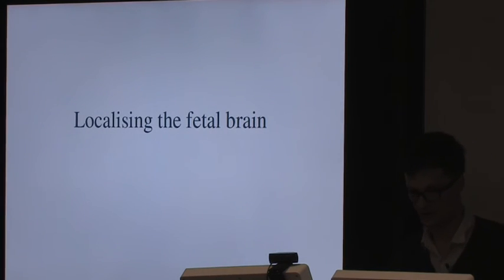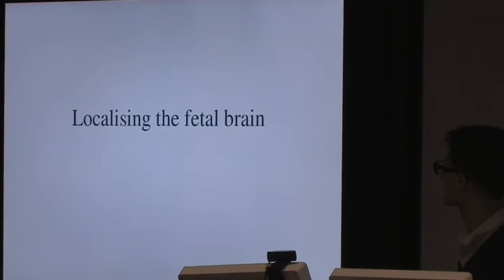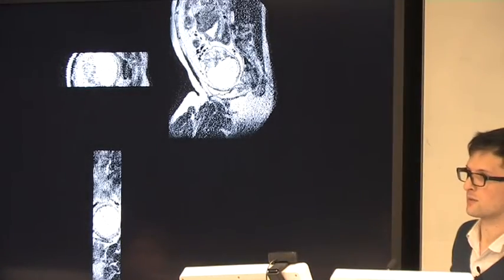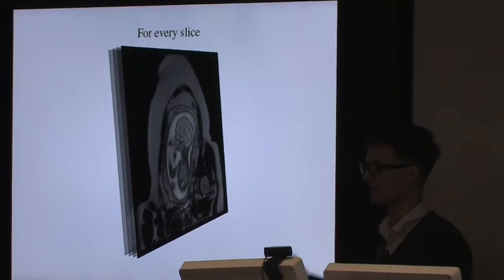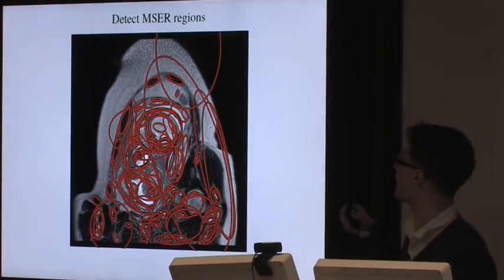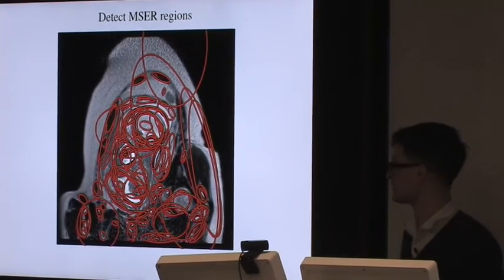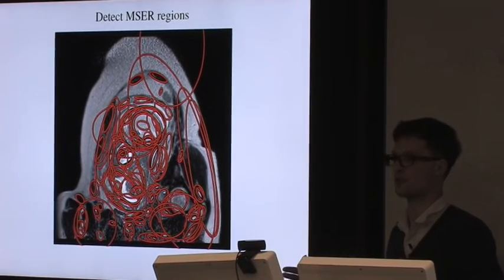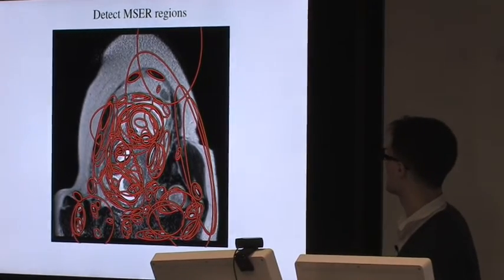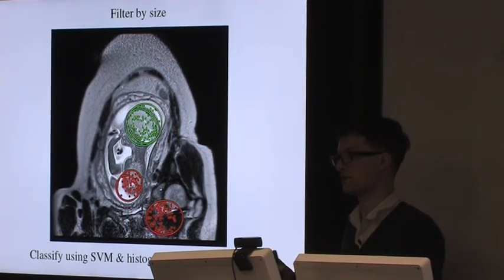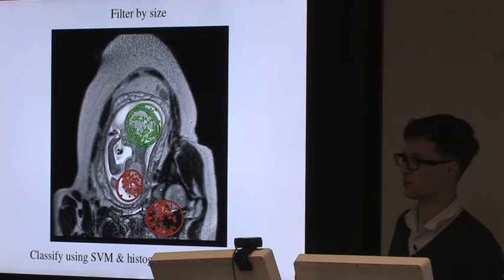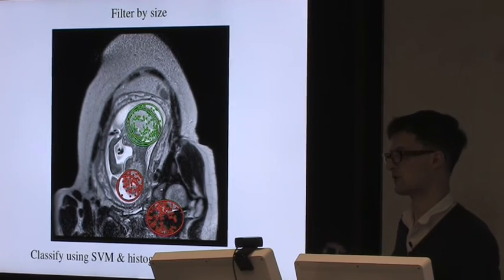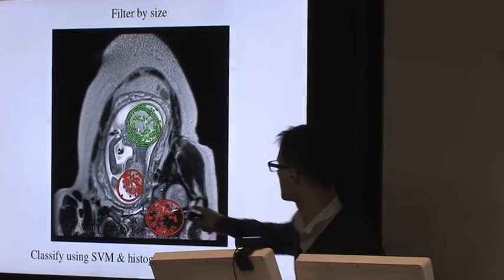So now I'll present the method I worked on to find the brain of the fetus. Let's say that's our image, and the goal is to find the brain. I worked slice by slice. For every slice in your volume, I started by detecting maximally stable extremal regions, in order to pre-select some regions, and then I filtered those regions by size because I know roughly the size of the object I'm looking for. And then I use a bag of words model. So I trained an SVM on a histogram of 6 features, and it gives me this classification: not brain, brain.